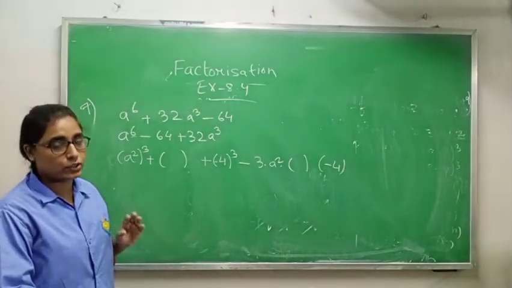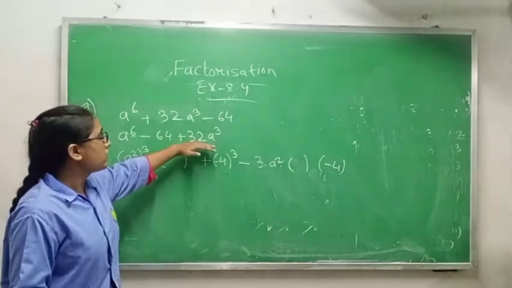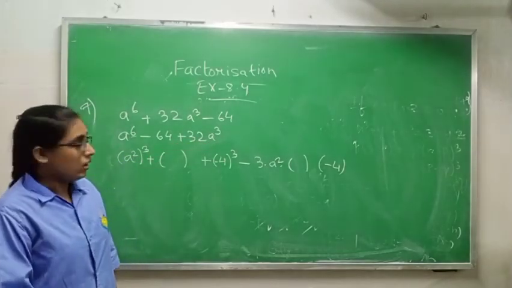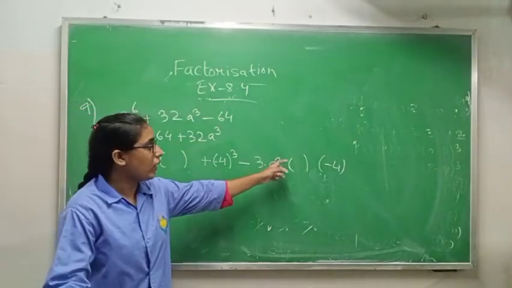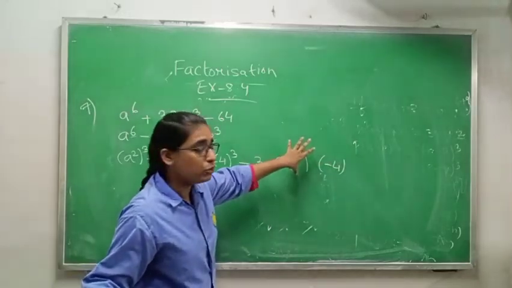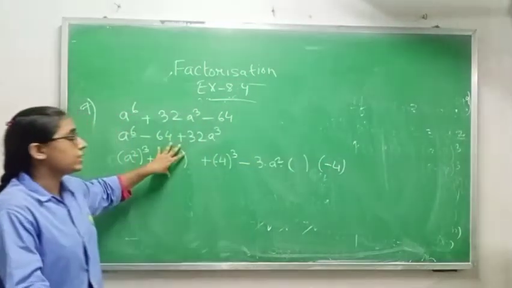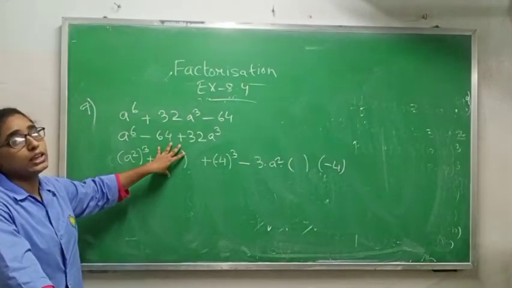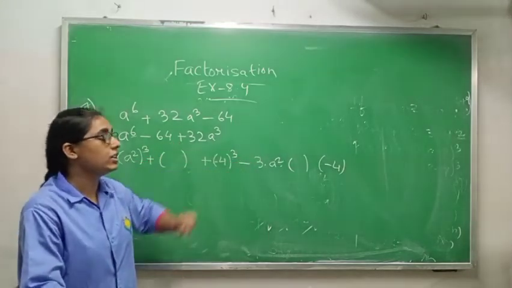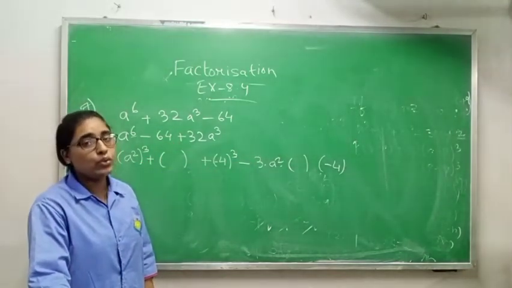Always you will leave x place. Now you will ask, ma'am, where is 32a cube? We got 3a square and minus 4. We have to make this place and this place such that 32a cube will come when we add these two.